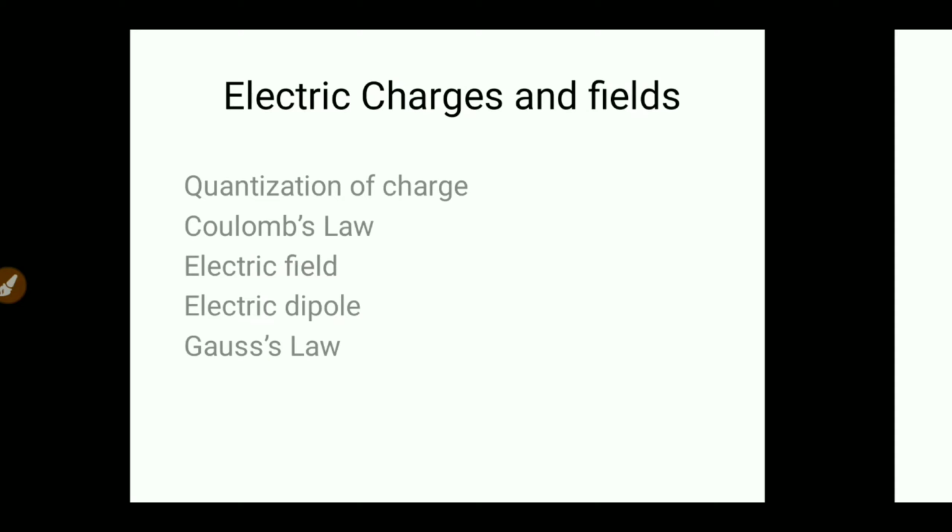But before starting quantization of charge, I want to discuss the basic property of charge, which was already discussed in class 10th.